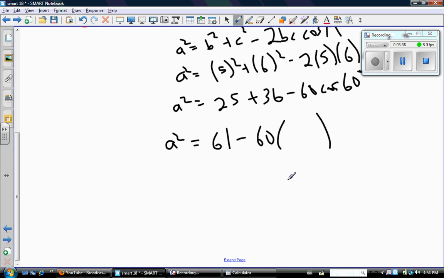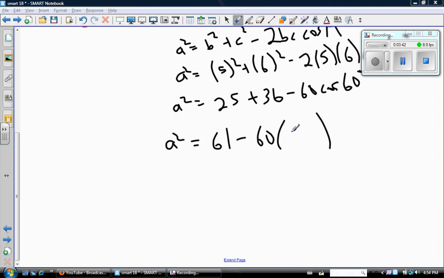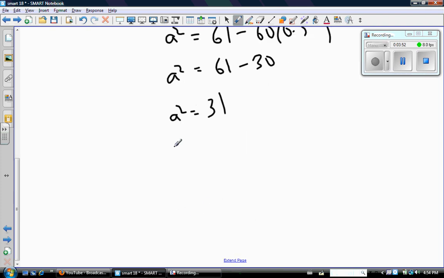And the cosine of 60 degrees is 0.5. Oh, I knew that. Of course I did. Anyway, so it's 61 minus 30. So a squared is 31, and therefore a is the square root of 31.